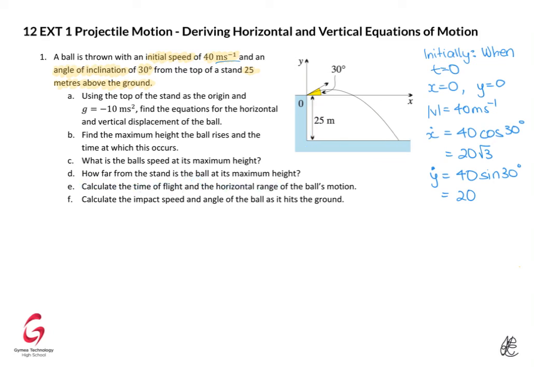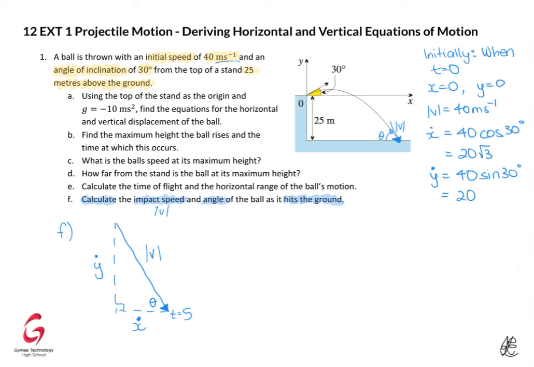The last part of this question is now asking us to calculate the impact speed and the angle at which the ball is hitting the ground. So remembering that speed is the magnitude of our velocity, it's now asking us to find this end vector that is occurring here. So this end velocity vector as the ball hits the ground, as well as the angle at which it's doing so. So as always, let's start by drawing our vector diagram and labeling all the information that we have on it.